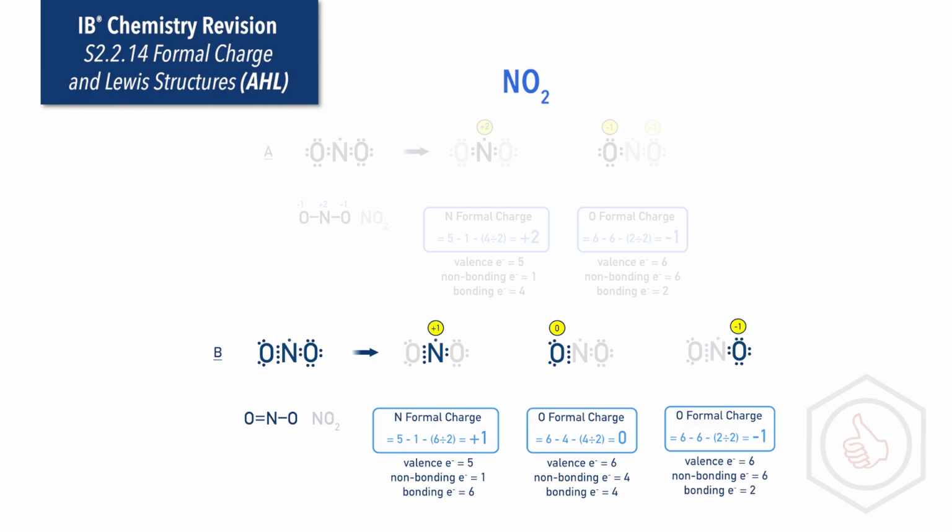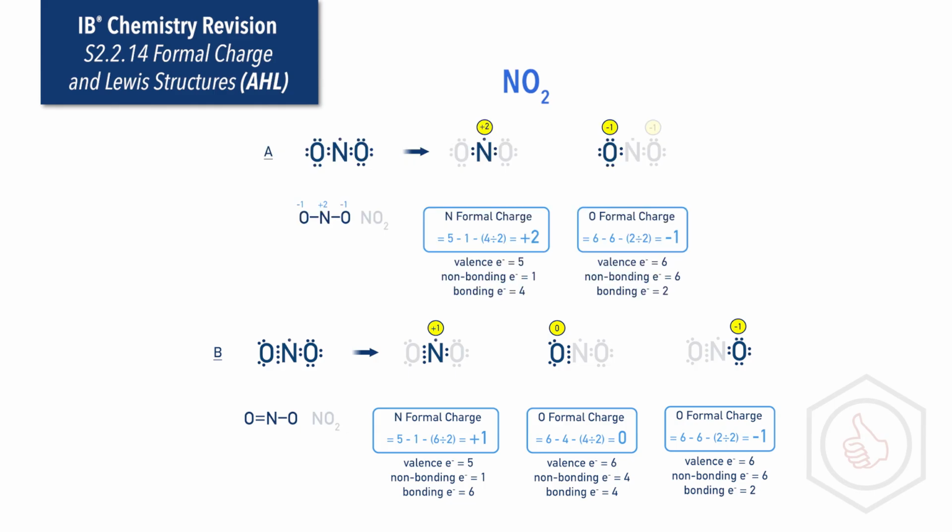So which of these structures is better? Well, structure B only gives 2 atoms with a formal charge that isn't 0, whereas structure A gives 3 atoms with a formal charge different to 0. And the formal charges are also larger in structure A compared to structure B, meaning we've minimized formal charges in the second structure compared to the first. So the second structure, B, is a better representation.